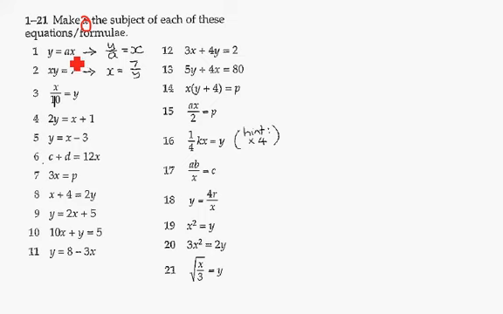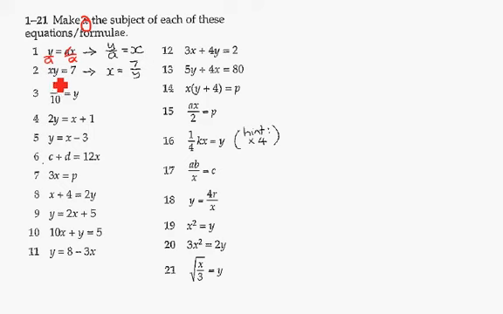The opposite of multiplying is dividing. So you want to write divided by a on both sides, because what you do to one side of an equation you do to the other. You can see the a's will cancel on the right hand side and I'm left with x equals y over a.